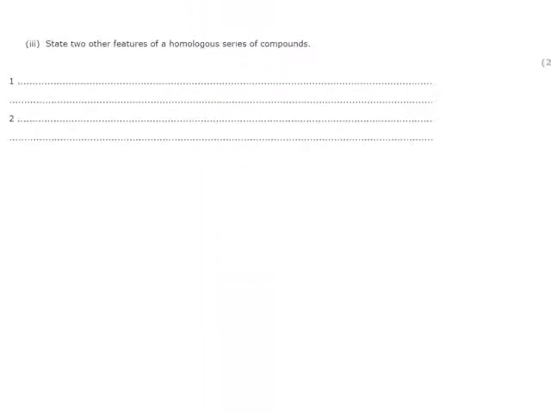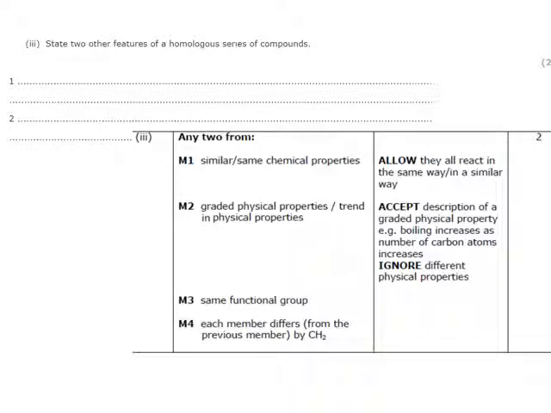Next one, I'll give you 2 minutes as well to answer this. Bear in mind, this is triple only. So if you're double, you can skip this question. Okay, the answers are any of these properties you can have. Same chemical properties or similar. Graded physical properties or trending physical properties. You can't have same physical properties because they don't have the same physical properties in the same group.